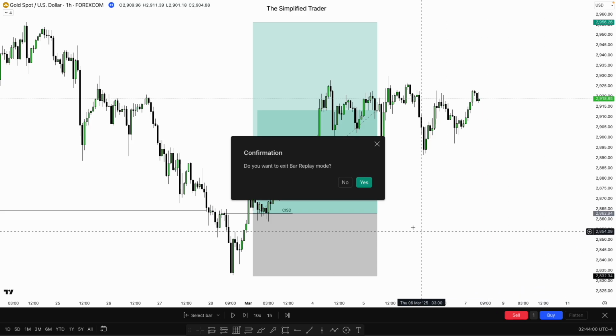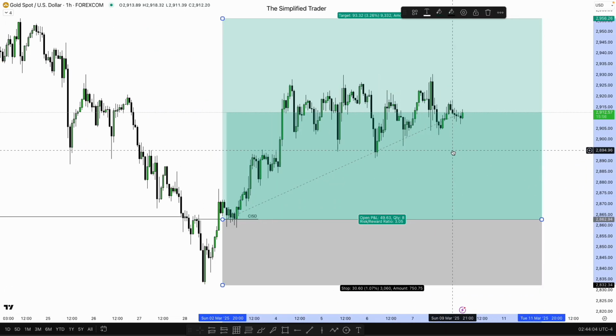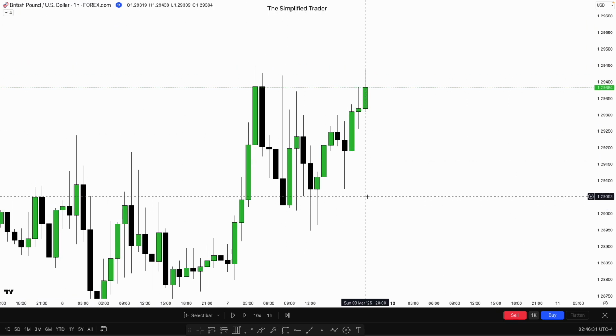And if I just remove this bar replay, we are stuck in this trade in a consolidation. Just to show you that price is fractal and it doesn't matter the instrument that you trade, these concepts apply to every single asset, every single time frame. It's called being fractal.